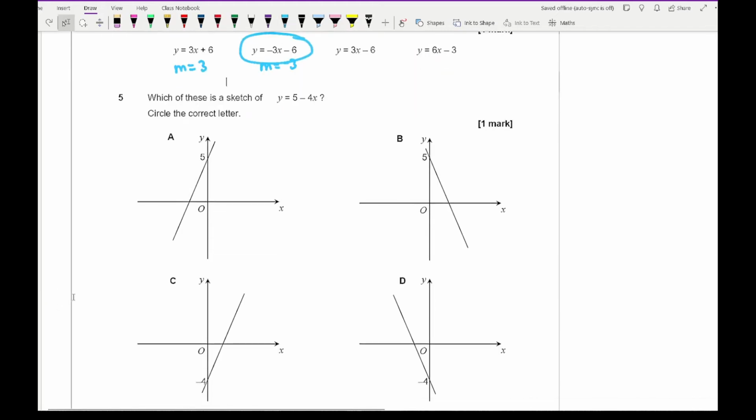For the next one, it says which of these is a sketch of 5 minus 4x. So for this, I'm looking for a y-intercept of 5. I've got a negative gradient, so the line needs to be going downwards. So I'm looking for a y-intercept of 5 and the line going down. And the only possible option that's going to be is going to be B.